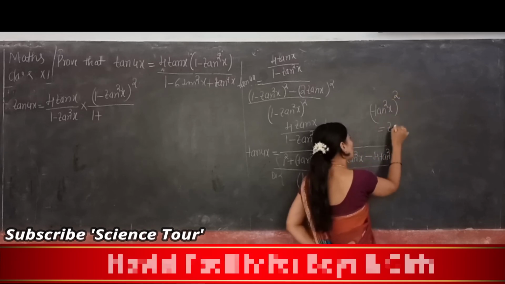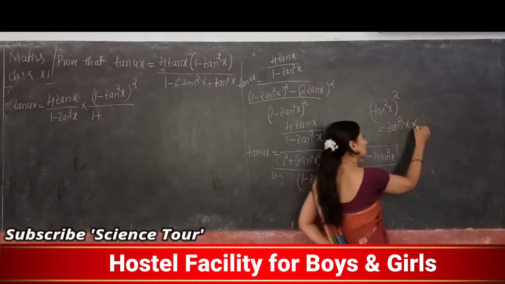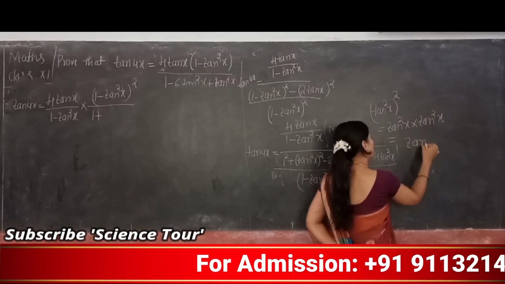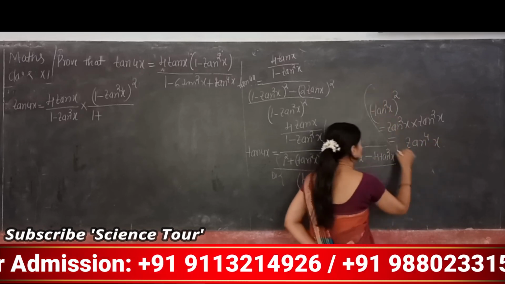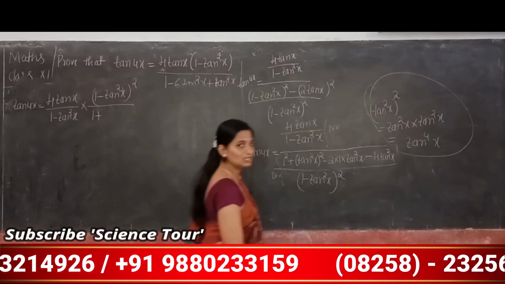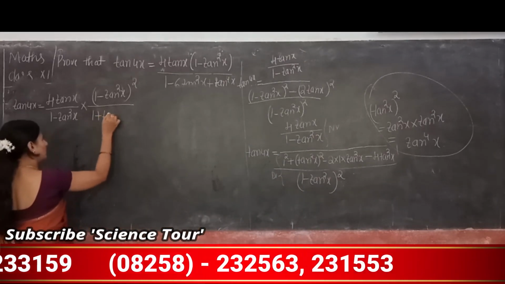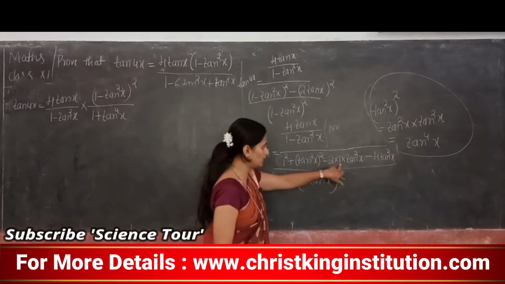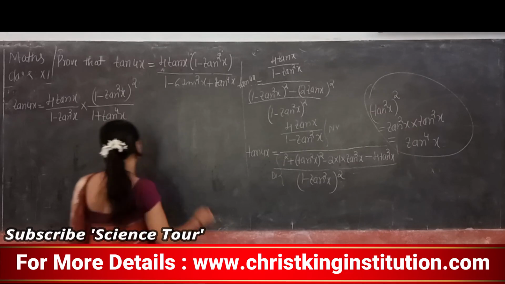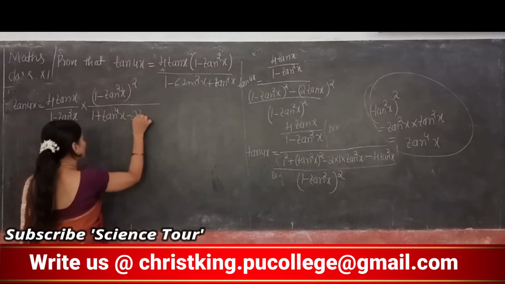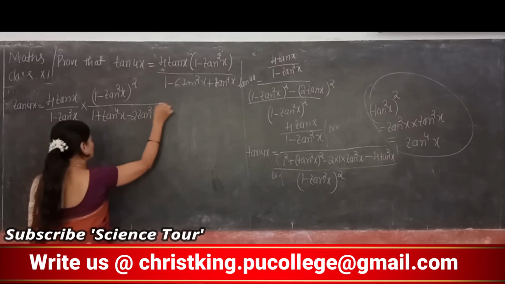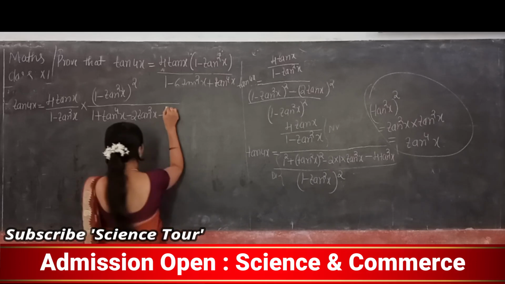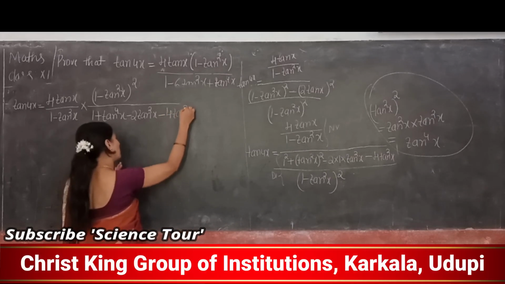So this is equal to tan square x into tan square x, which is equal to tan power 4x. Correct, no? This is calculation part. Clear? It is tan power 4x. Next, minus 2 into 1 into tan square x is minus 2 tan square x, and then minus 4 tan square x.